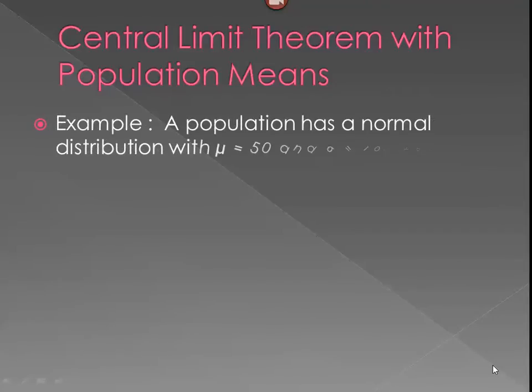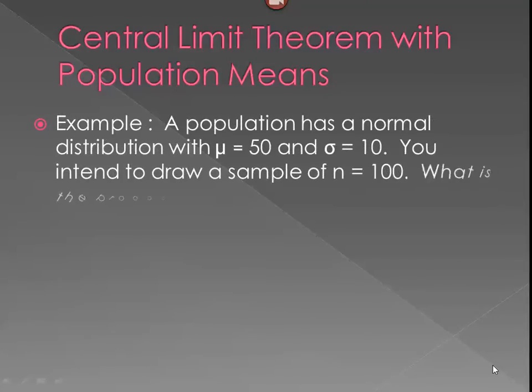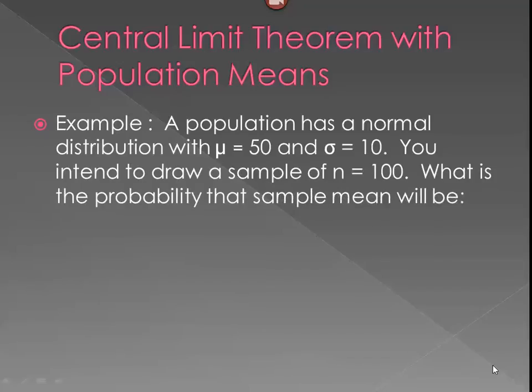So let's look at an example. A population has a normal distribution with mu equal to 50 and sigma equal to 10. We intend to draw a sample of size 100. What is the probability that that sample mean will be greater than 52?